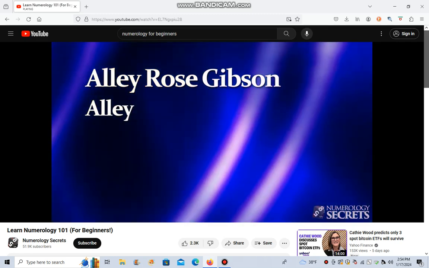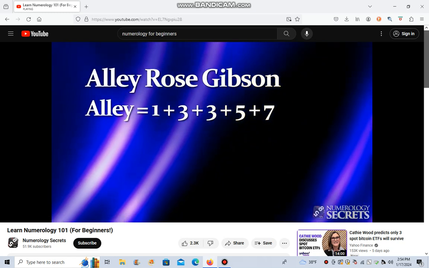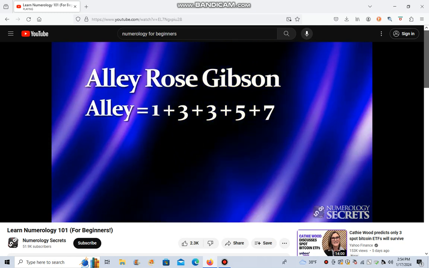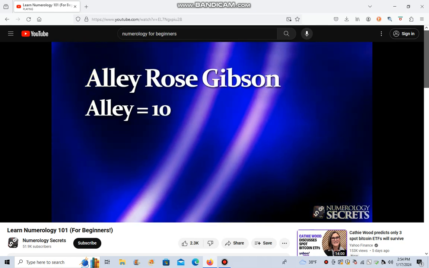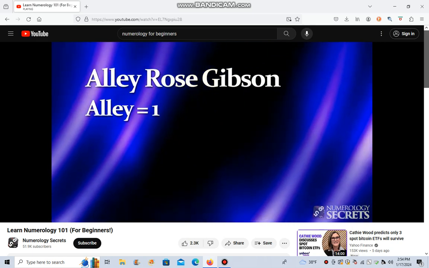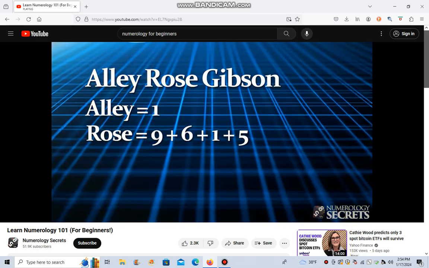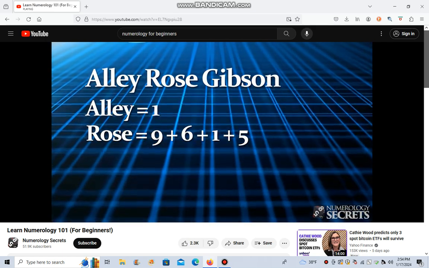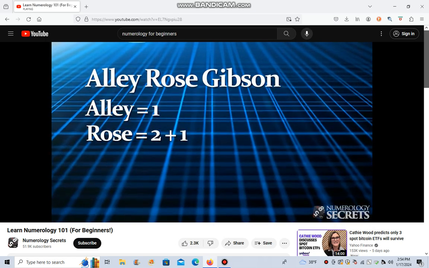So for Allie, we would get 1 plus 3 plus 3 plus 5 plus 7, which when added together gives us a 19. We then add the 1 and 9 together to get a 10. Add the 1 and the 0 together, and this then gives us a 1. Then for the middle name Rose, we would get 9 plus 6 plus 1 plus 5, which when added together gives us a 21. Then add the 2 and the 1 together and we get 3.